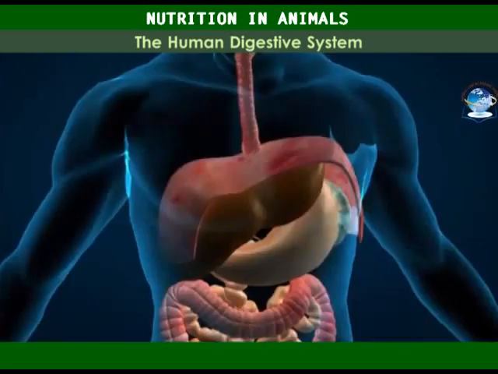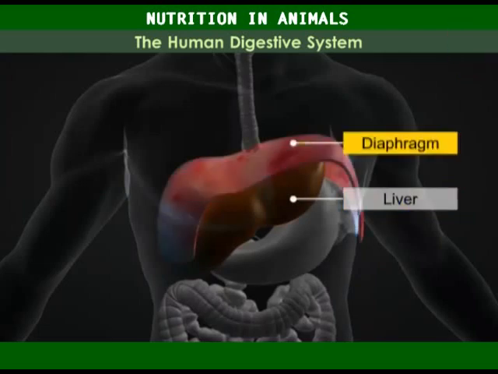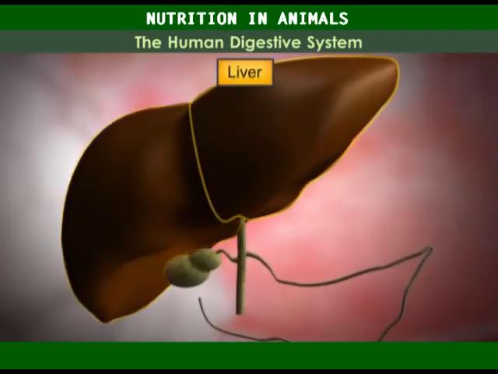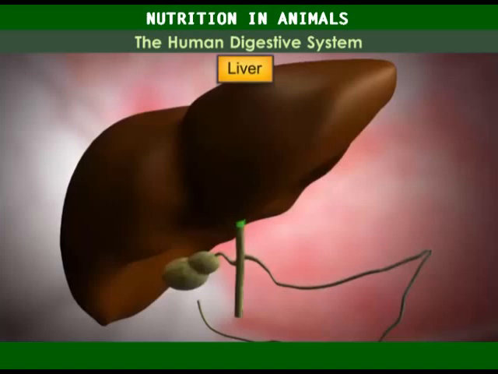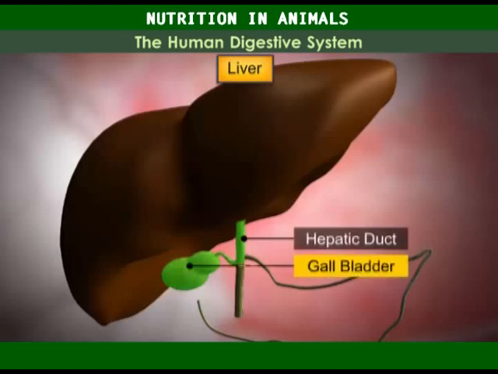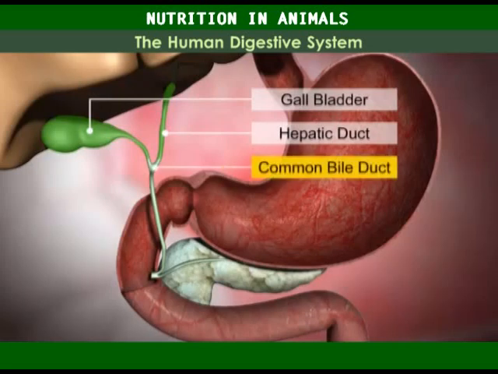The liver, the largest gland in the body, is located in the abdominal cavity just below the diaphragm. It has two hepatic lobes and is made up of cells called hepatocytes arranged in the form of cords, which secrete bile. The bile passes through the hepatic duct and is stored and concentrated in the gallbladder. A duct emerging from the gallbladder, along with the hepatic duct from the liver, forms the common bile duct, whose main function is to conduct the bile from the gallbladder into the duodenum.